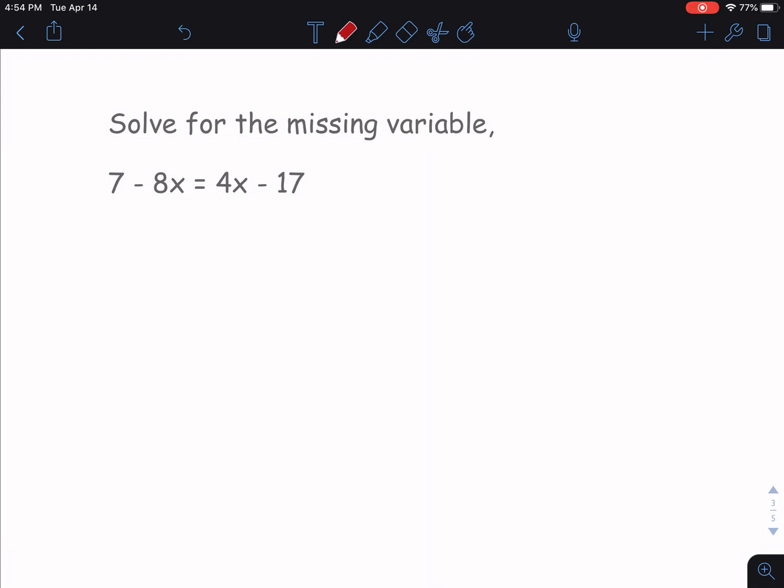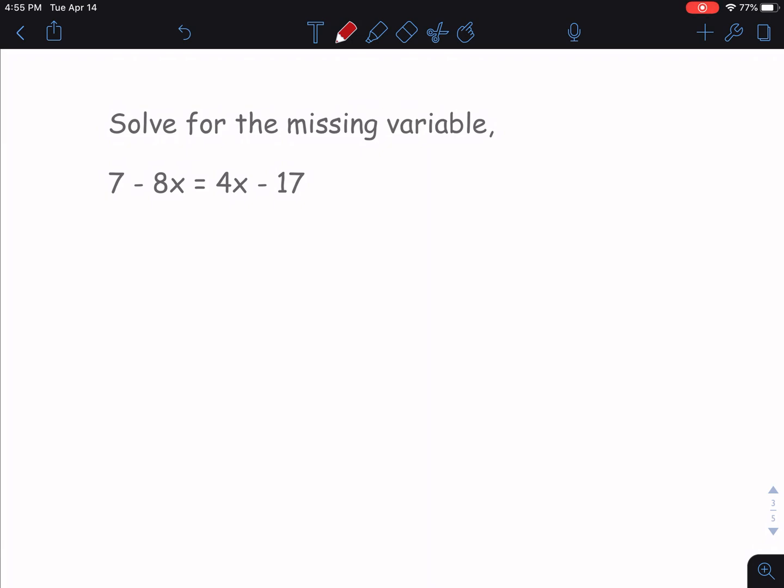In this multi-step equation, to solve for that missing variable of x, I have variables on both sides. So I need to move them to the same side. I cannot just combine that negative 8x and 4x because they're on opposite sides of the equal sign. A little trick is if you move them to the side where there are more of them, then they will stay positive. So positive 4x is greater than negative 8x, so I'm going to move my x's to the right-hand side by using inverse operations.